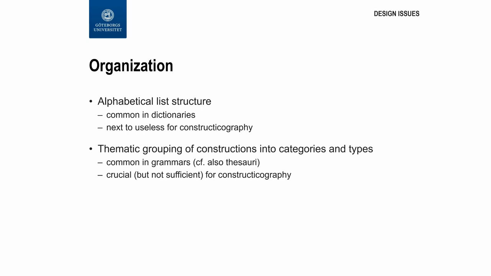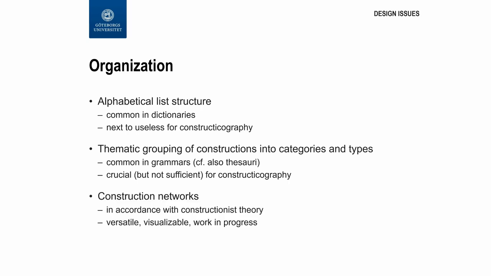So what you can do is group them thematically, like you typically do with structures in a grammar. And you need that for a ConstructiCon, but I don't think it's sufficient. You also need some kind of network structure, not only because it's in accordance with constructionist theory, but also because it's a way of visualizing relations, and it's more dynamic. From any construction, you can see what it relates to. So if you don't find the exact right one, but something next to it, then you can move by links to get what you're actually after.